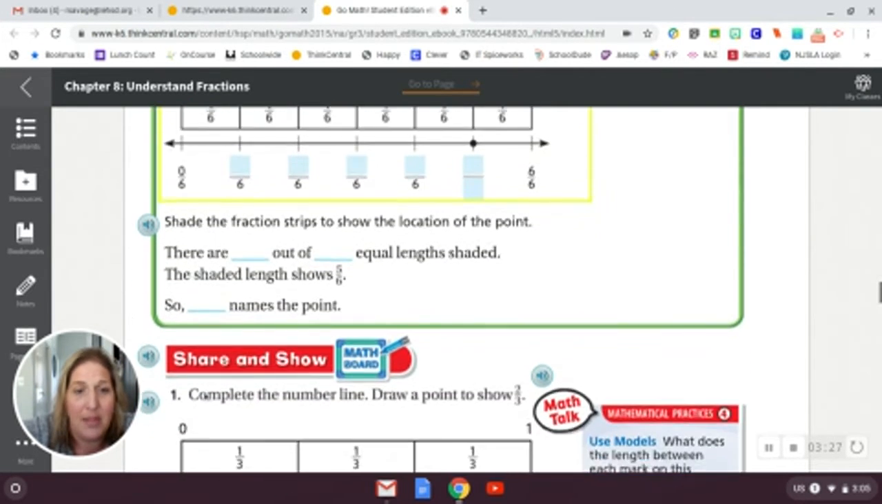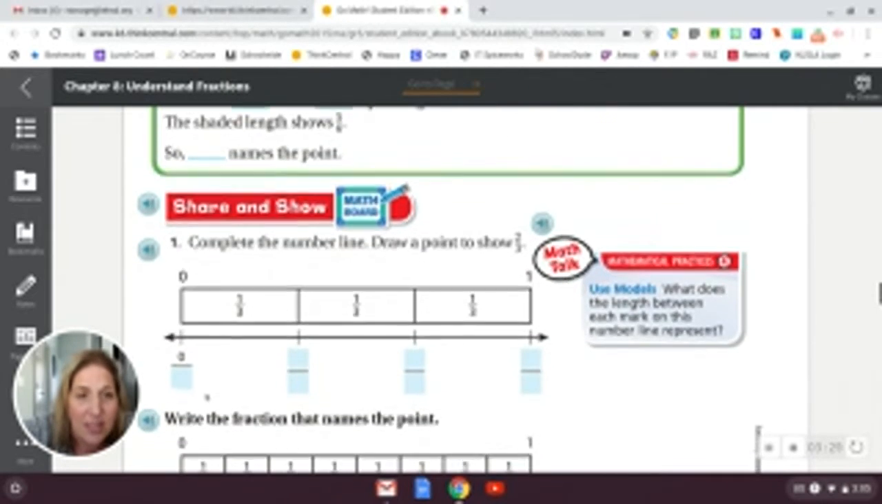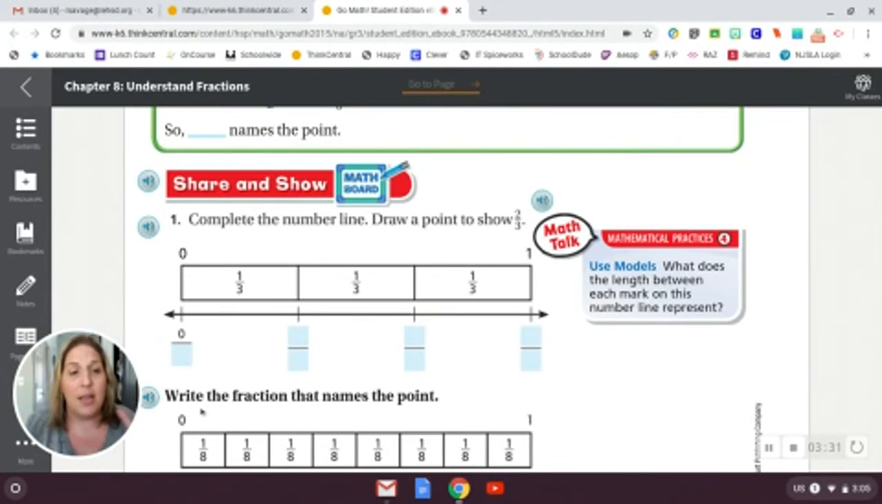Okay. The most important thing here is finding your denominator. This gets really easy once you figure out your denominator. And the denominator is always the number down in the dirt, down on the bottom. Okay? Let's look here. The directions say complete the number line. Draw a point to show 2/3. Well, denominator, 1 space, 2 spaces, 3 spaces. So my denominator is going to be, say it out loud at home if you know it.